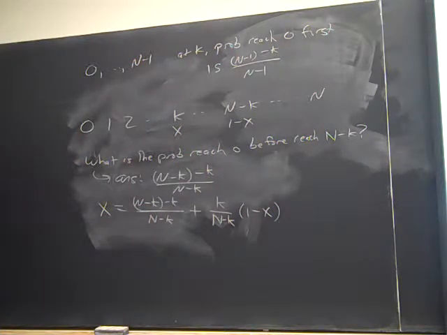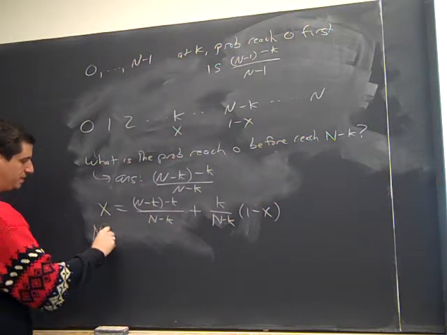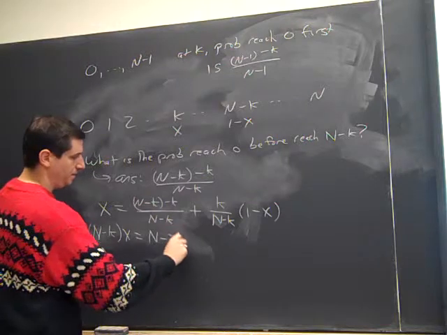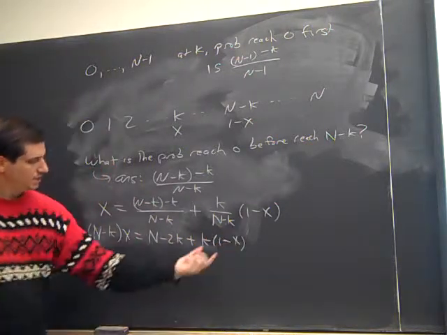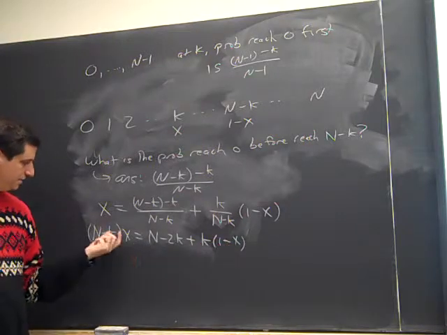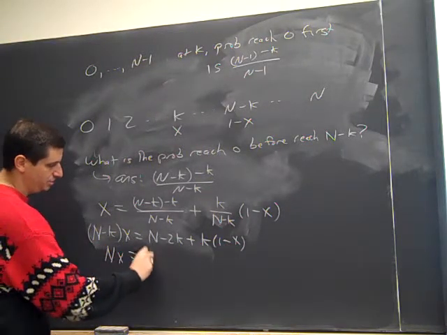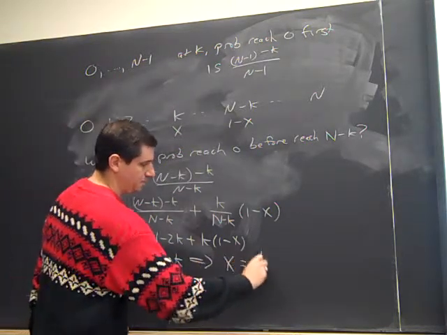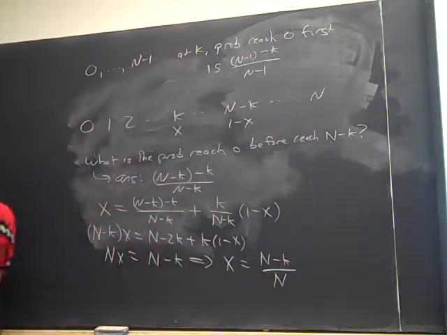And now we can just solve this with algebra. We multiply through by n minus k, and we get n minus k times x is n minus 2k plus k times 1 minus x. I have a negative kx on both sides, those cancel, and I get nx is equal to n minus k, or x is n minus k over n. So this is another way to see the answer.